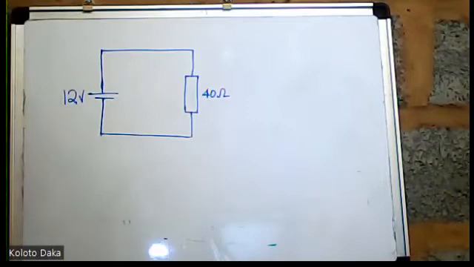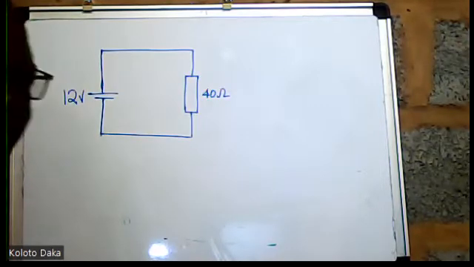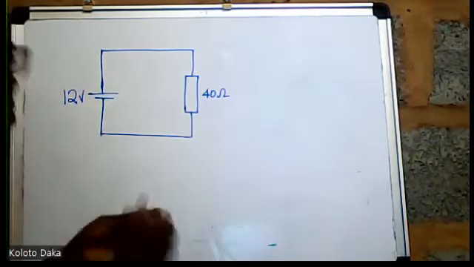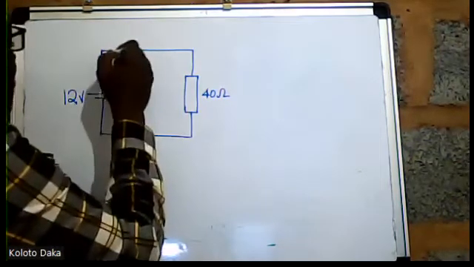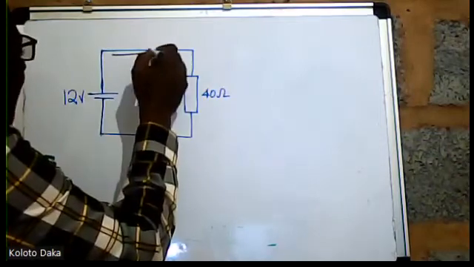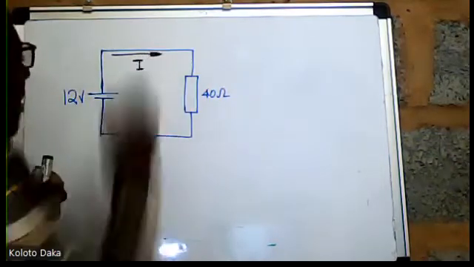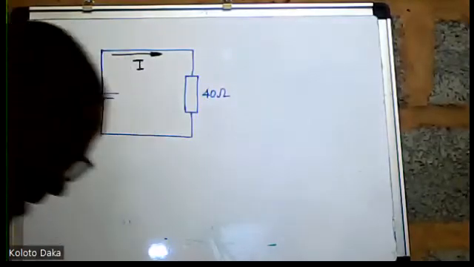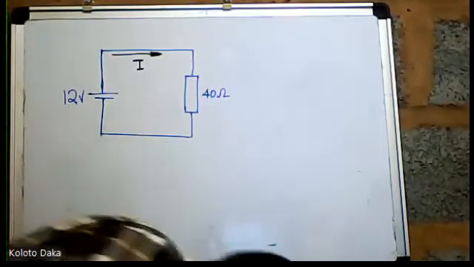V is equal to IR. So we have got the voltage. This voltage will cause the current to flow. As this current is flowing, it finds a resistor. It faces what? Opposition.